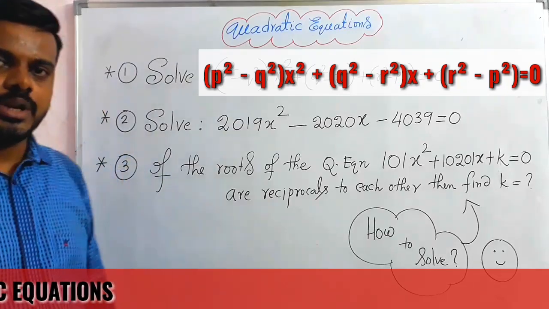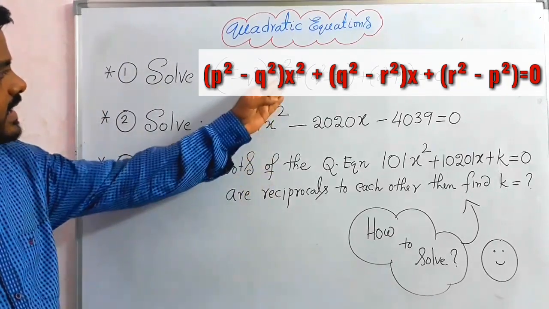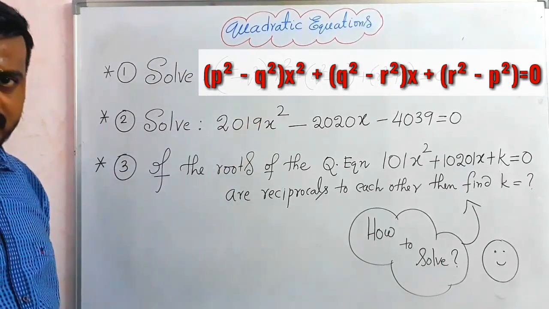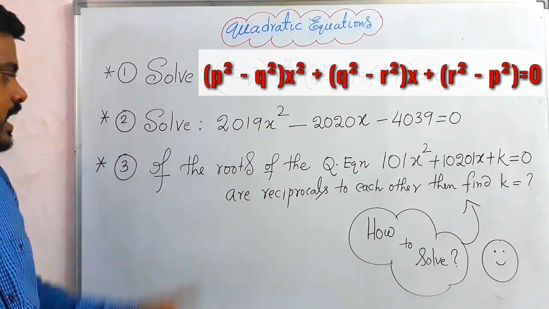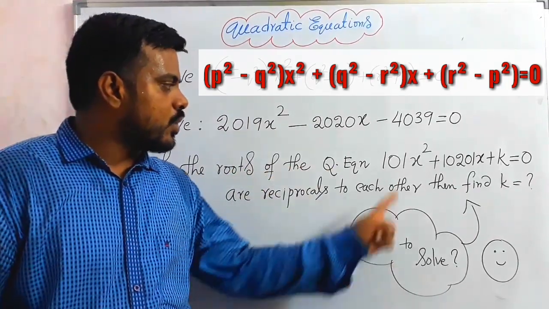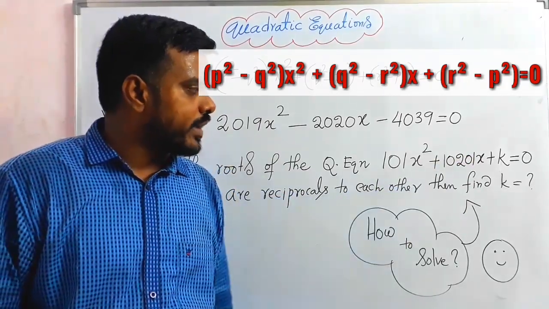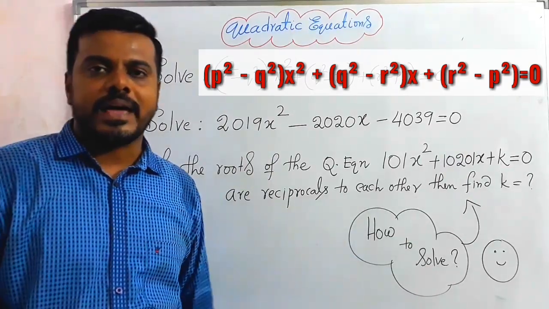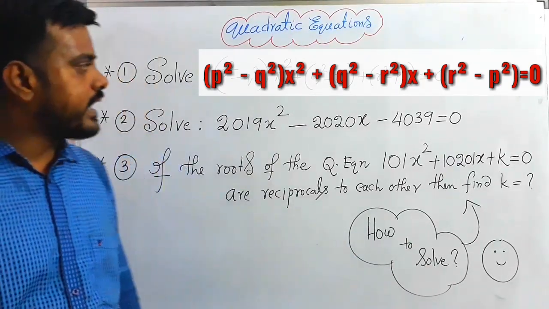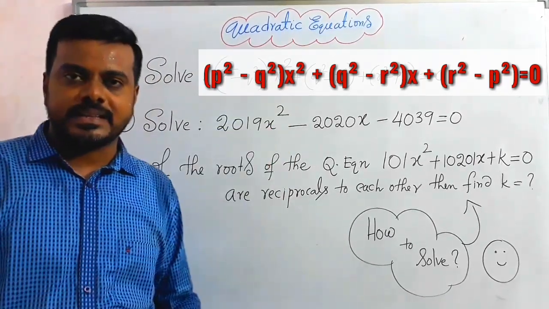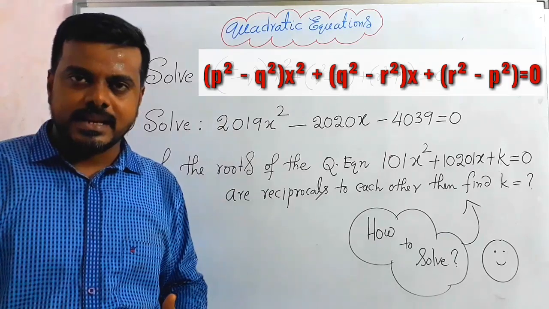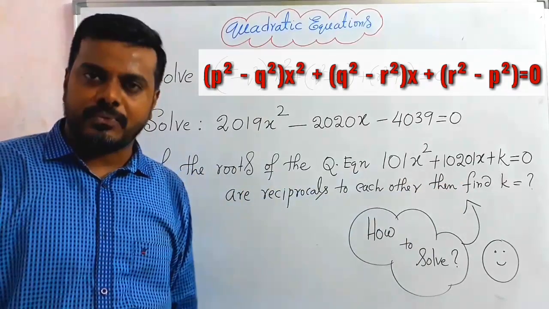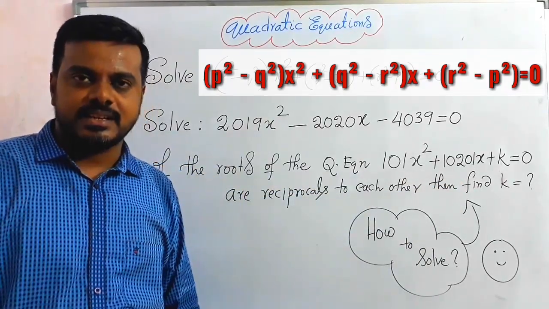Coming to today, my topic is, observe these two quadratic equations. How to solve these two quadratic equations, and also one more problem: if the roots of the quadratic equation 101x square plus 10,201x plus k is equal to 0 are reciprocals to each other, then find the value of k. We can solve these two equations by using the methods we discussed, but I am going to solve these two equations and also find the value of k based on some conditions that I am going to prove now.